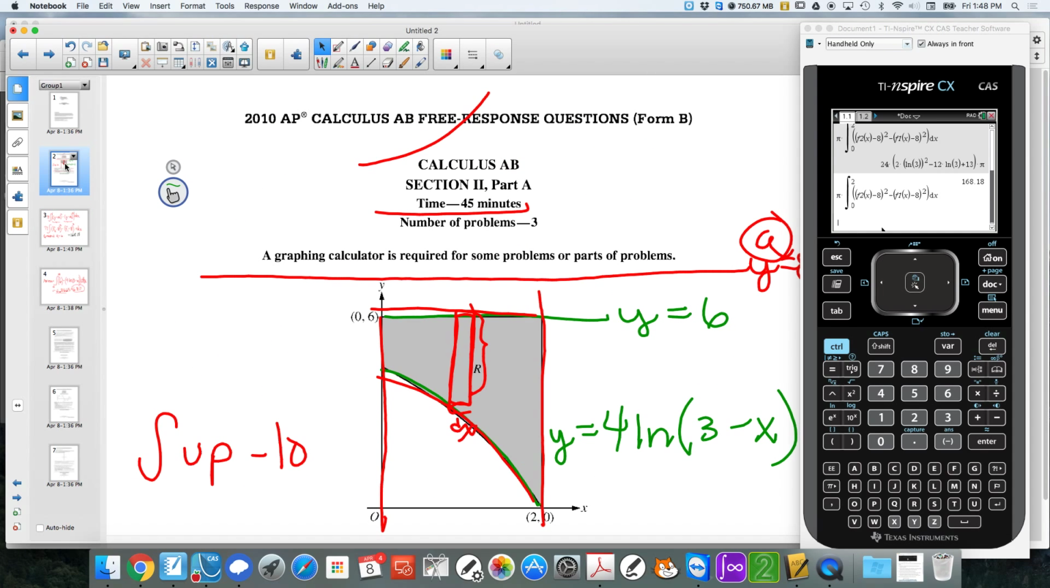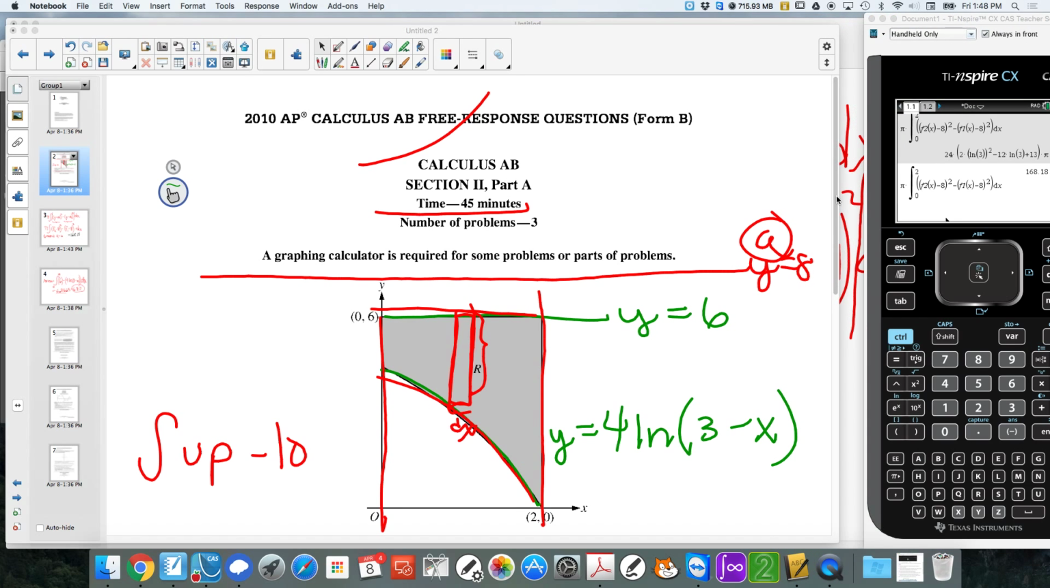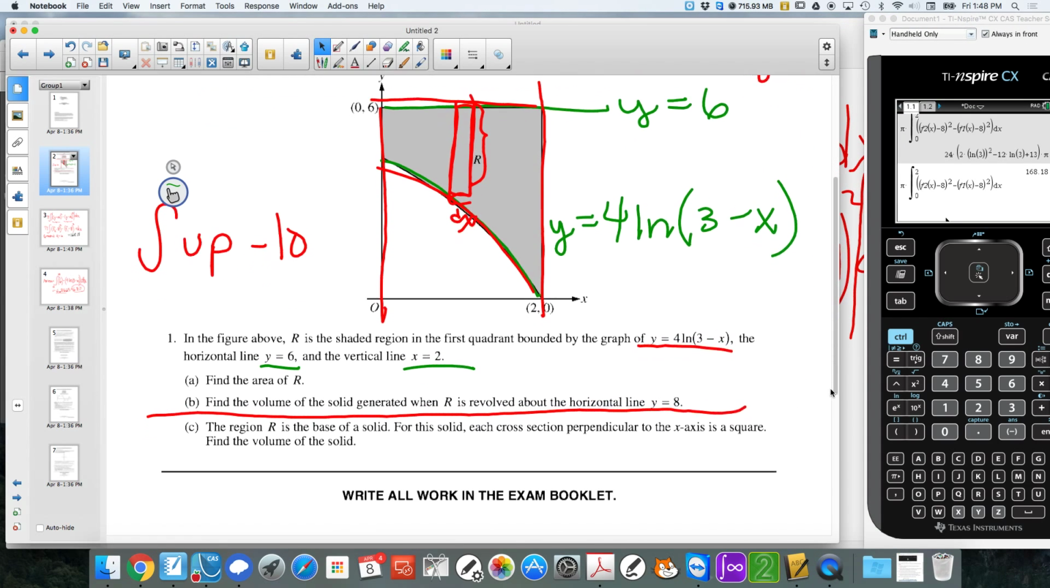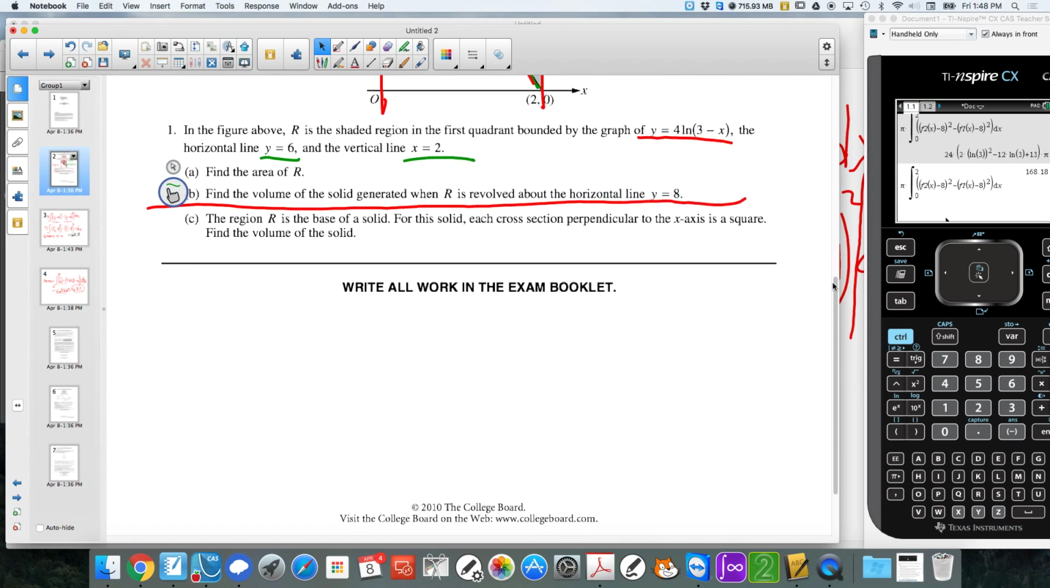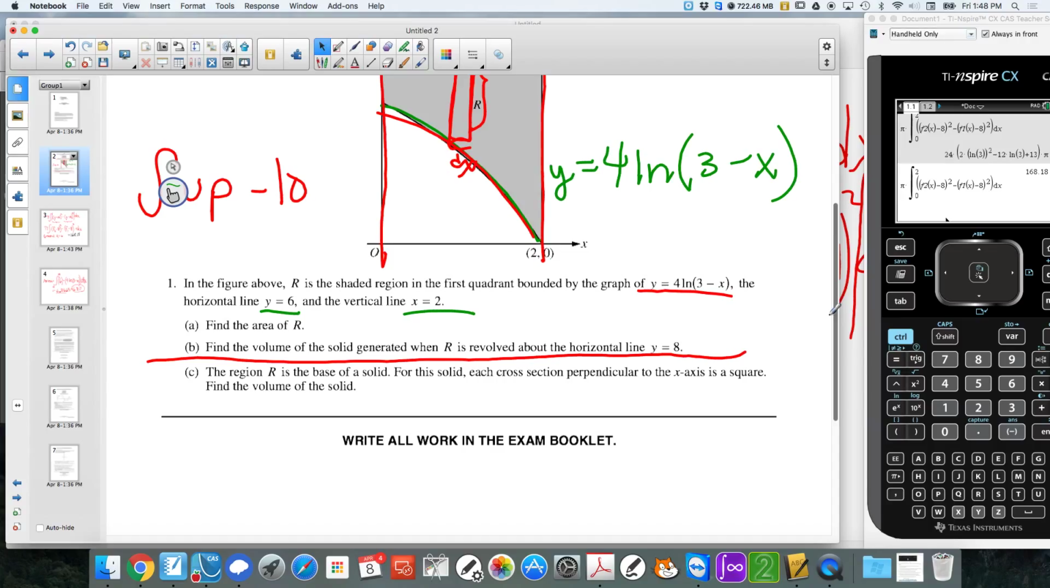Okay, so we're on to the third part of the problem. The next part of the question says the region R is the base of a solid. We've got our cross-sectional solids, and each cross-section is a square.